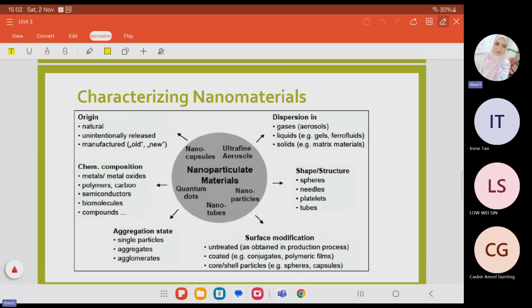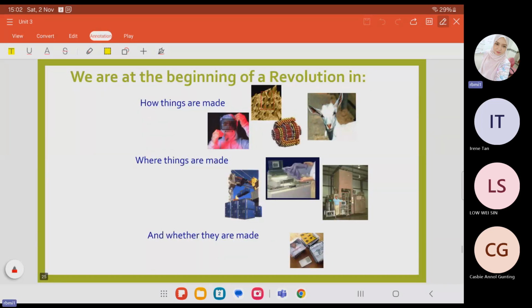Also, nanoparticles are suitable for surface modifications, and for the shapes of the nanostructures, and also for dispersions in gases, liquids, or solids. So this is actually a new area of nanotechnology. We are at the beginning of a revolution in how things are made, where things are made, and whether it is even possible to make them.